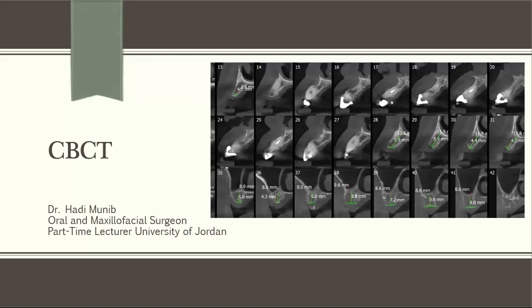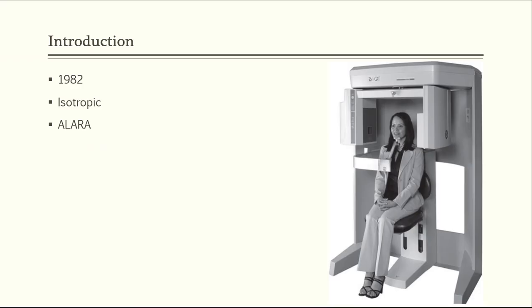Today we will talk about CBCT. Now, CBCT is known as cone beam computed tomography. It started in 1982. That's the first CBCT scan that was done. It's an isotropic CT scan and it follows the principles of ALARA, as low as reasonably applicable. So the lowest dose that we can apply, that we can get a CT or a radiograph with.